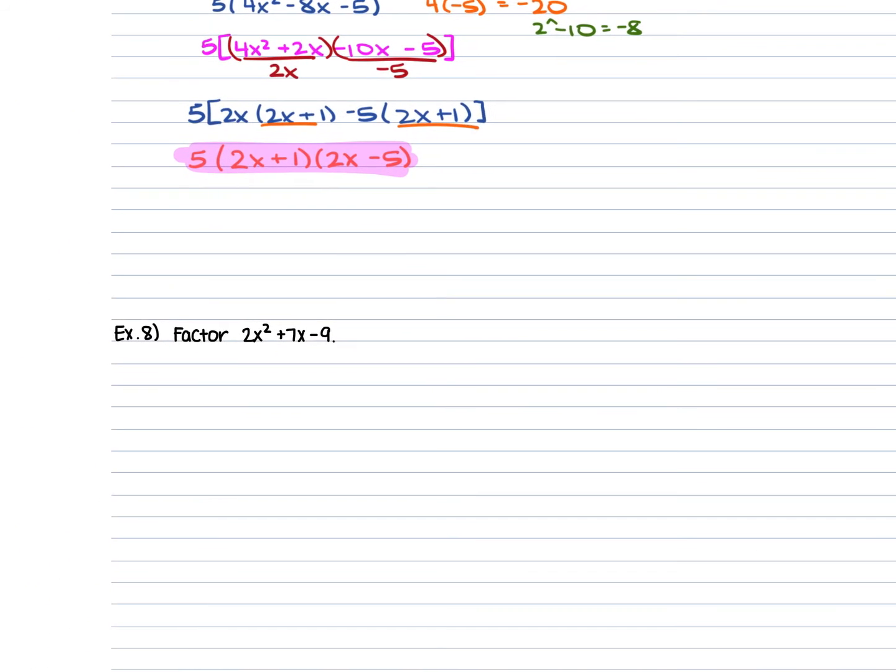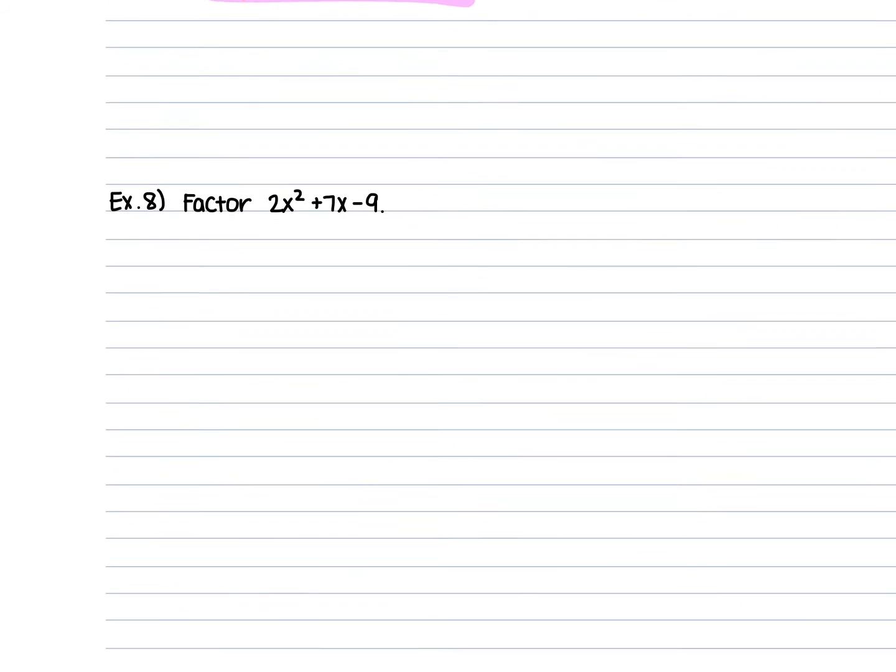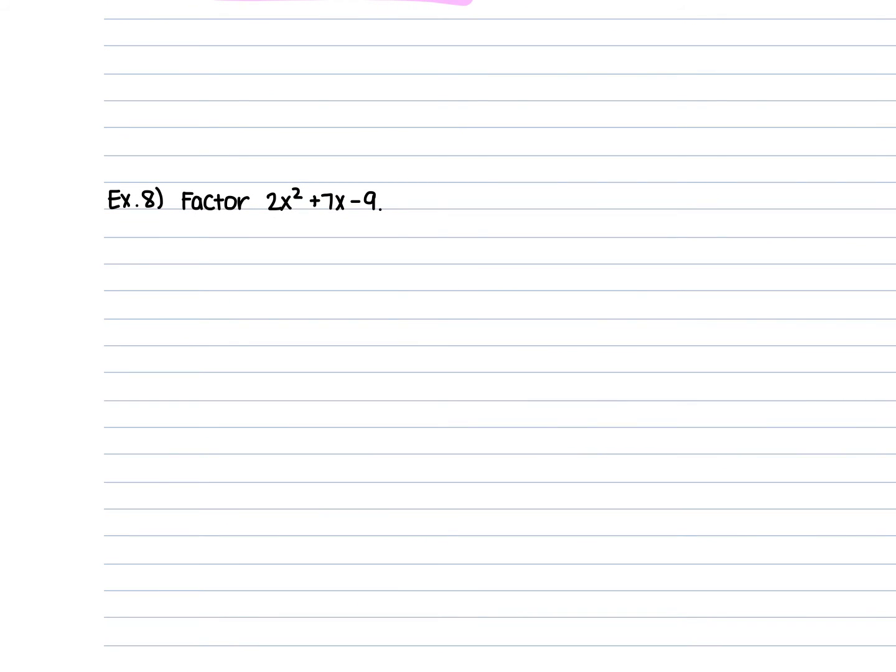For example 8, we have 2x squared plus 7x minus 9. So for this one, we start it by multiplying the 2 times the negative 9. We get negative 18. The factors of negative 18 that add up to be a positive 7 are a negative 2 and a positive 9. We expand this to be 2x squared minus 2x plus 9x minus 9.